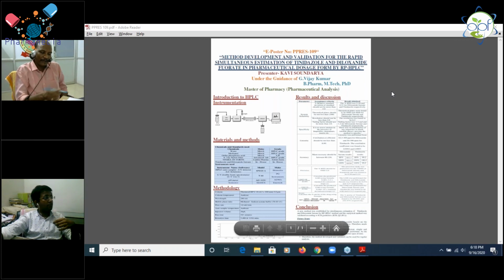What are the resolution values for tinidazole and diloxanide? Resolution values. 6.2, sir. Whether it is for tinidazole or diloxanide? Resolution is done for both the peaks. When we have two peaks, the gap between both the peaks is considered as resolution. So both the drugs will not have a value. Only one value will be there for the whole chromatogram.